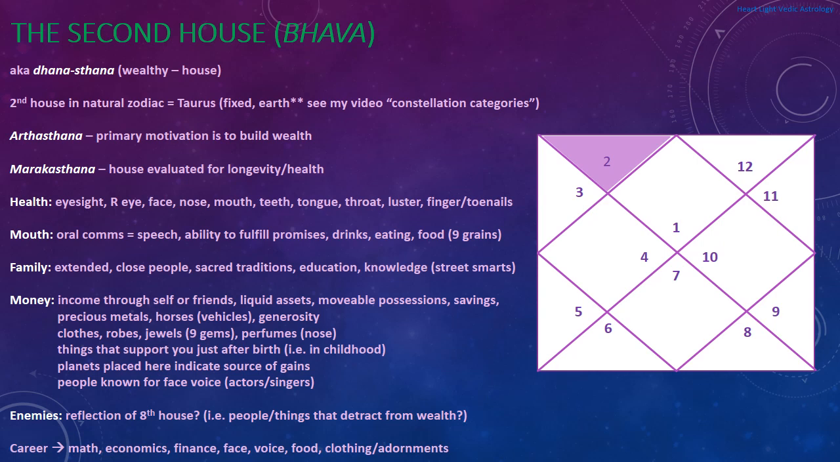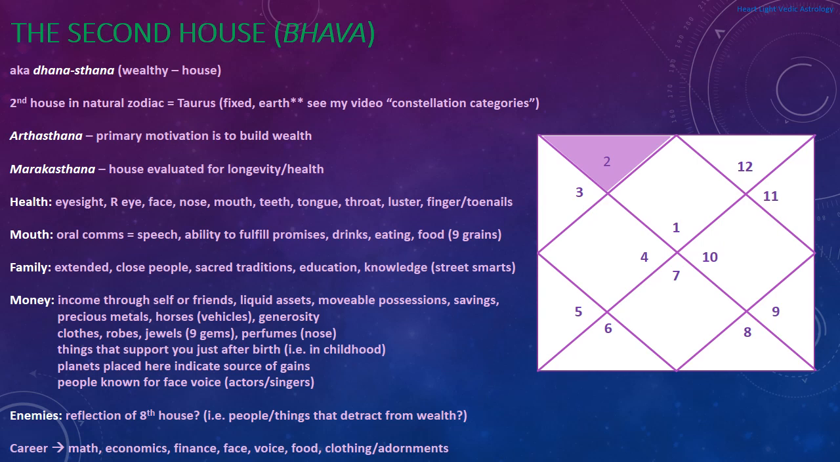Okay. So eyesight, for example, is related to the second house, specifically the right eye. Also the face, the nose, the mouth, everything in the mouth, so teeth, tongue, and then the throat. And then we also can look at the facial luster, if somebody's bright and radiant through their face and head. Also the finger and toenails. Okay, so those are the things related to health in the second house.